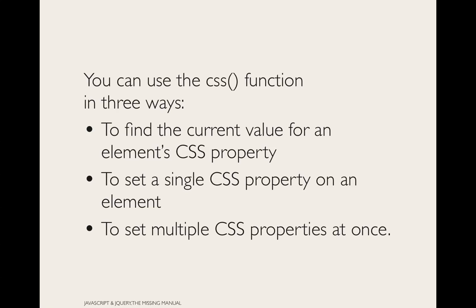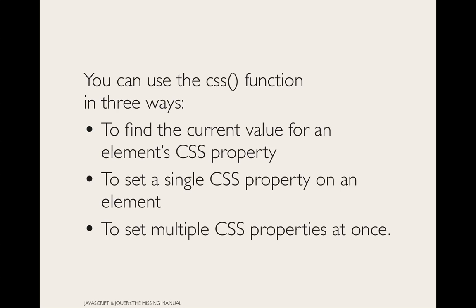You can use the CSS function in 3 ways. You can find a current value of a CSS property. You can set a single CSS property on an element. And you can set multiple CSS properties at once. There's slightly different punctuation to do each of those. It can be a little bit confusing. Pick one you're comfortable with and use it for a while until you find what is best for the way that you work.